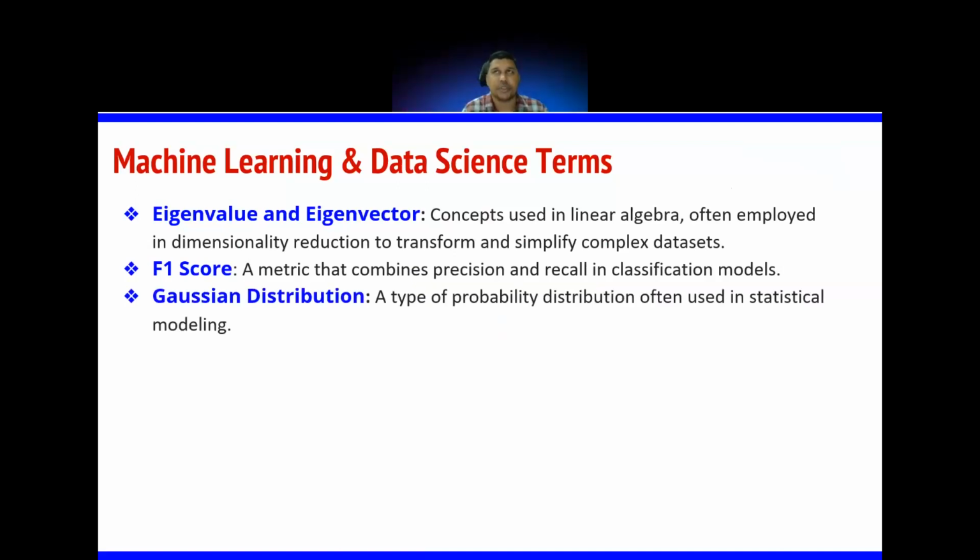Gaussian distribution. Okay, it is one kind of distribution technique which we have in probability distribution techniques. So it's widely used.